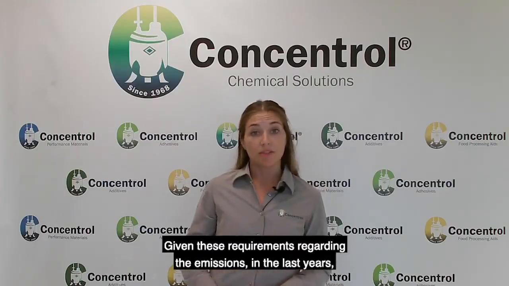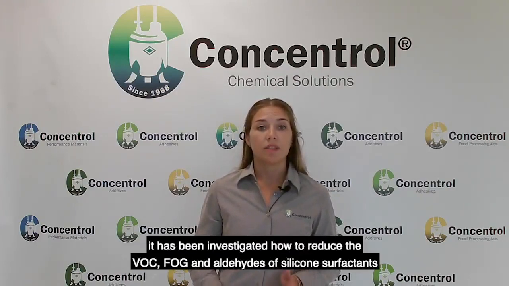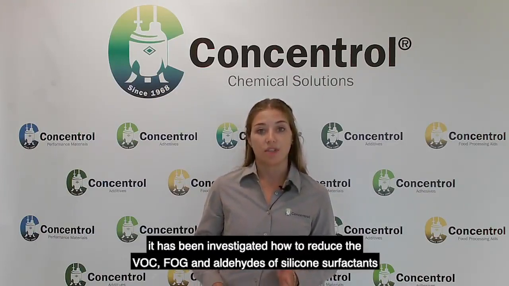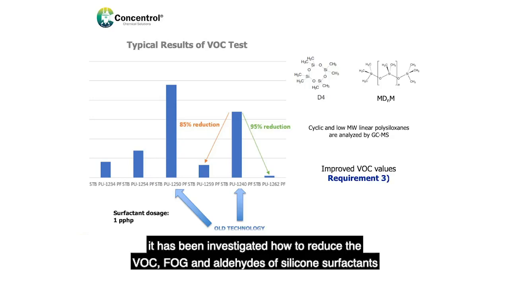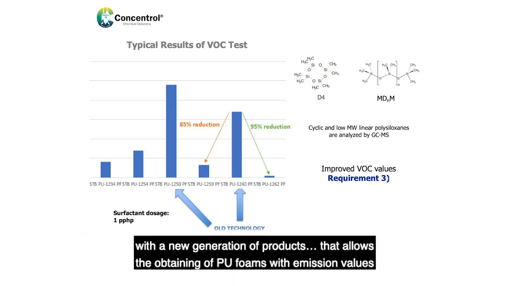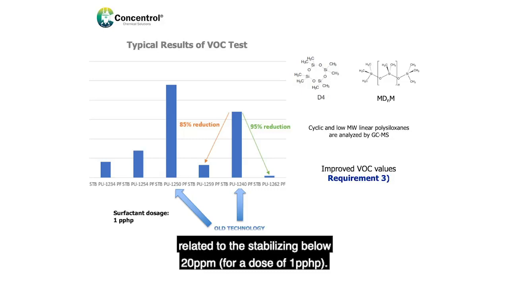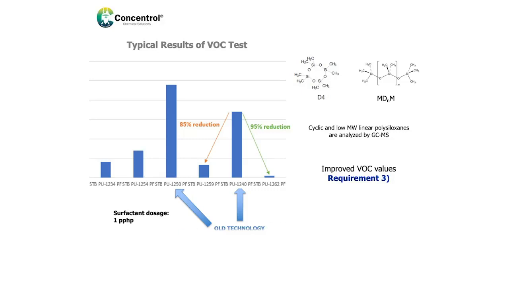Given these requirements regarding the emissions, in the last years it has been investigated how to reduce the VOCs, FOG, and aldehydes of silicone surfactants with a new generation of products that allows the obtaining of polyurethane foams with emission values related to the stabilizer below 20 parts per million for a dose of 1 part per 100 parts.